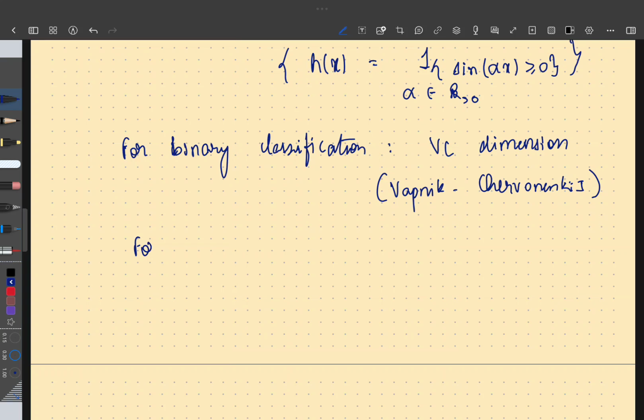Now, for multi-class, it turns out that things are a little more complex. For a long time, people believed in another combinatorial parameter called the Natarajan dimension.